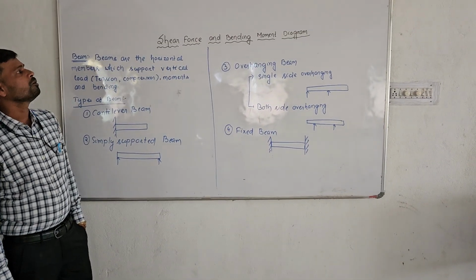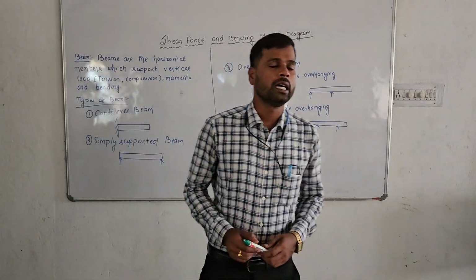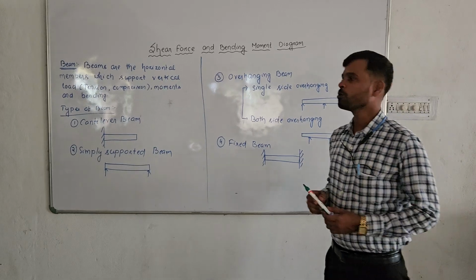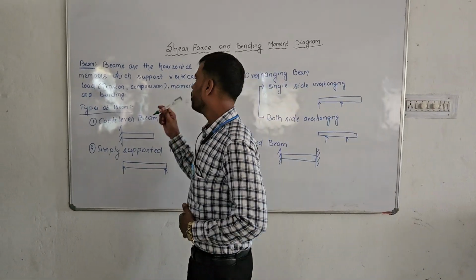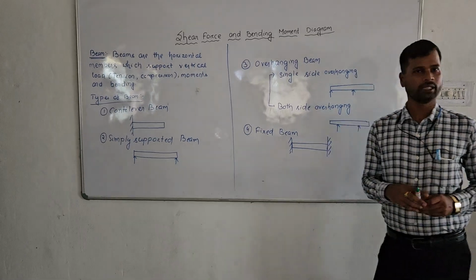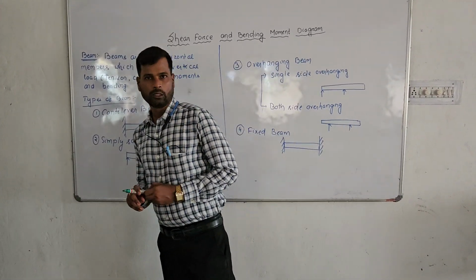So, before going to see the shear force and bending moment diagram, as we are studying the shear force and bending moment diagram of beams, let us first know what a beam is. Beams are horizontal members which support vertical load, that may be tension, compression, or a moment or a bending load.